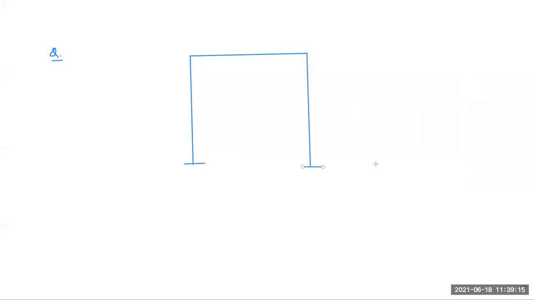Here we have a rigid frame. So basically, draw the rigid frame. Here is your fixed support.